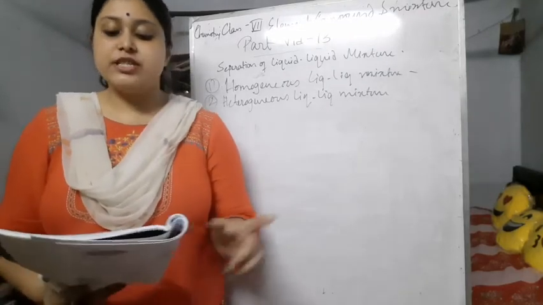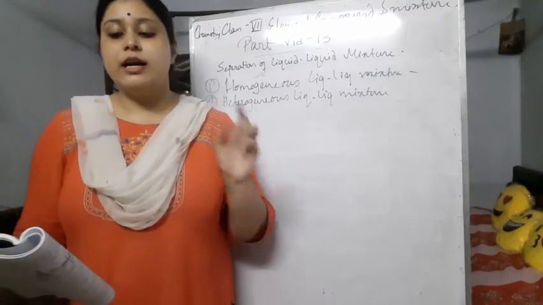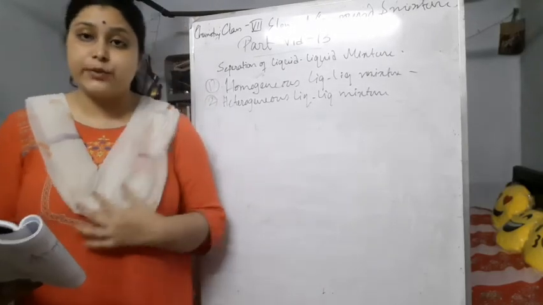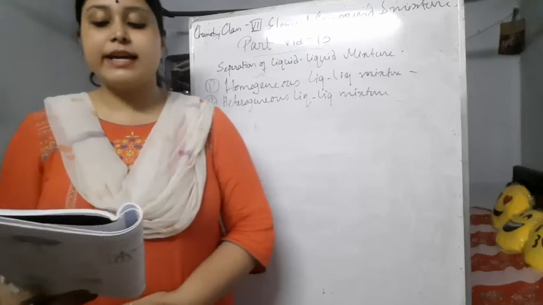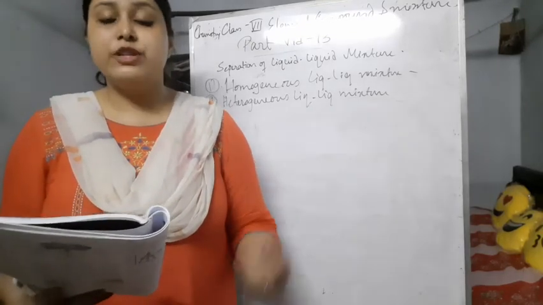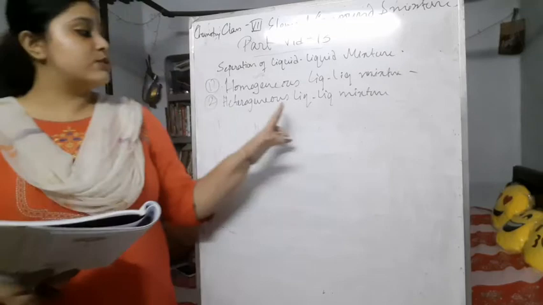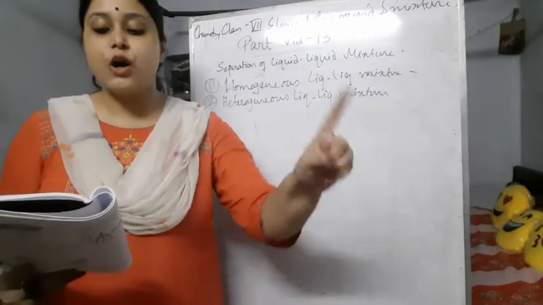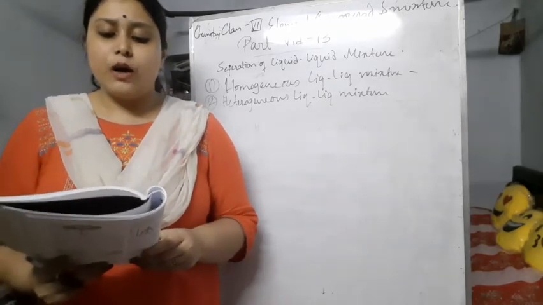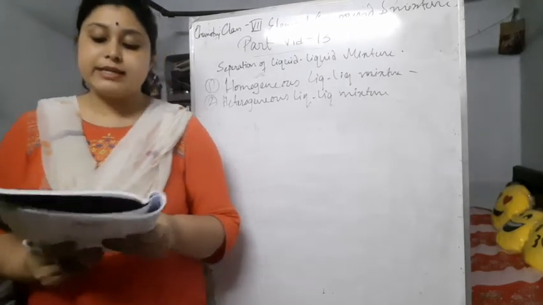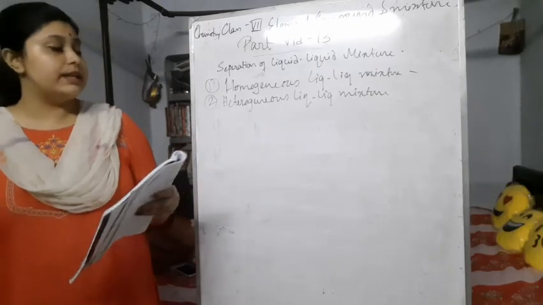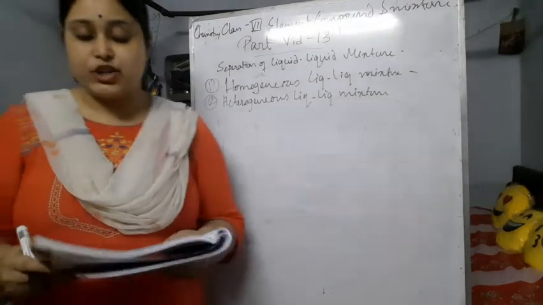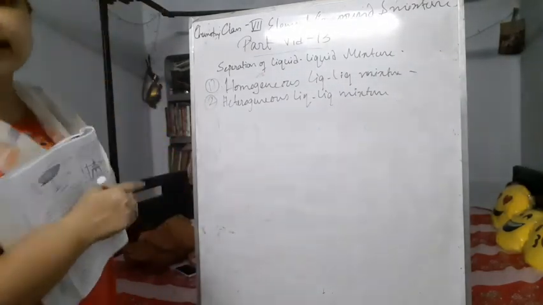The liquids which dissolve in each other completely in all proportions are called homogeneous liquid mixtures, for example, alcohol is miscible with water. The next one is the heterogeneous liquid mixture, where the liquids do not dissolve in each other. These are called immiscible liquids, for example, oil is immiscible in water. So these are the two types of liquid mixtures, and the separating procedures for them.